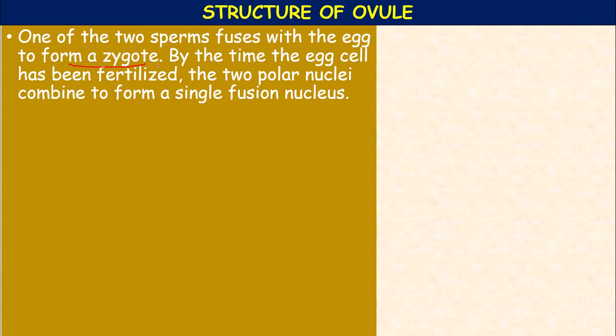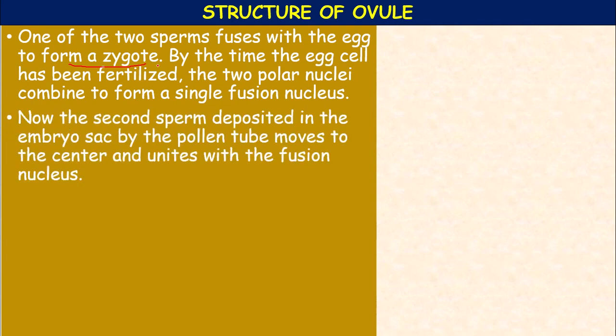By the time the egg cell has been fertilized, the 2 polar nuclei combine to form a single fusion nucleus, or we can also call it the secondary nucleus. The 2 polar nuclei, which are present in the middle of the embryo sac, fuse to form the fusion nucleus.